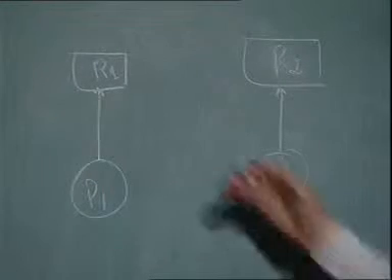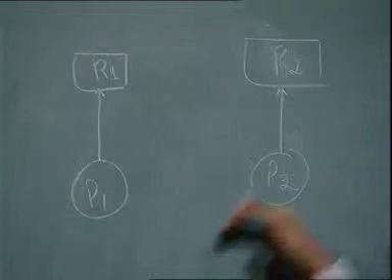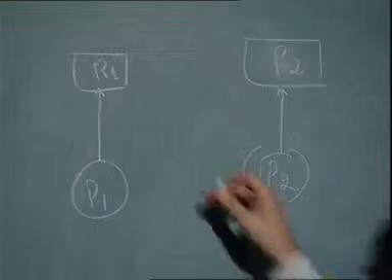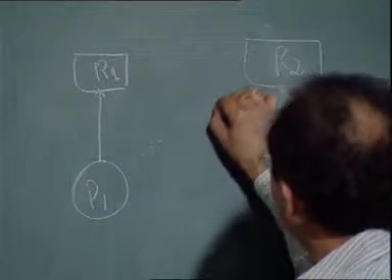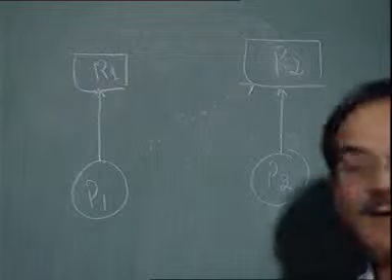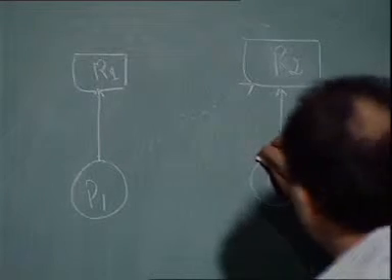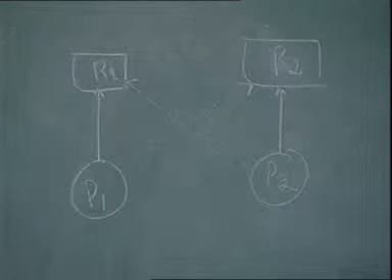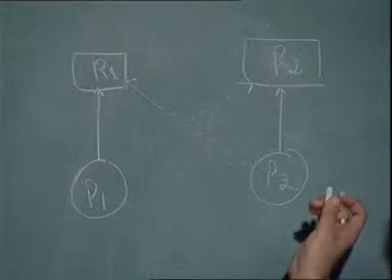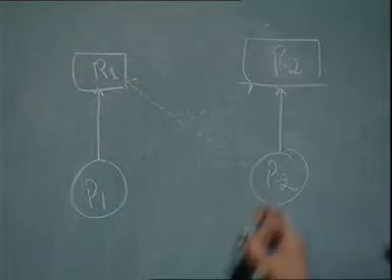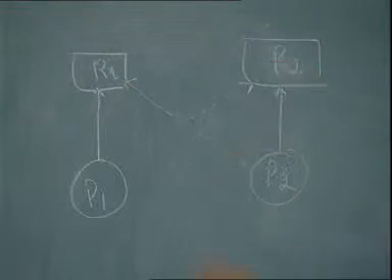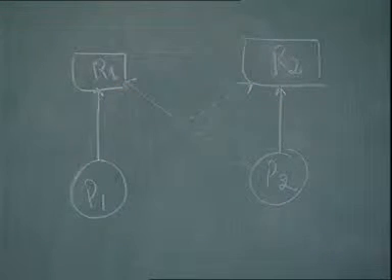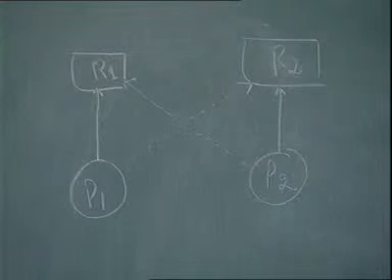That means this particular resource has been requested by process P 1, and this resource has been requested by process P 2. Now, P 1 is waiting for resource R 2 and P 2 is waiting for resource R 1. So, this is what we call a hold and wait state. I am holding R 1 and waiting for R 2, and in the same way P 2 is holding R 2 and waiting for R 1.